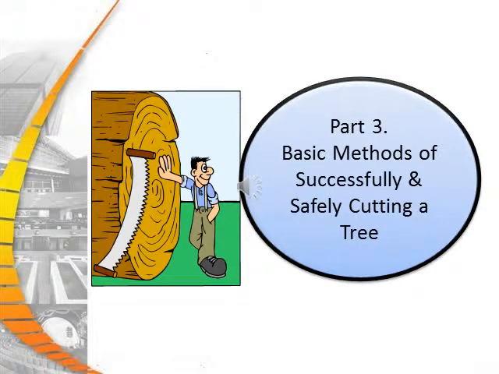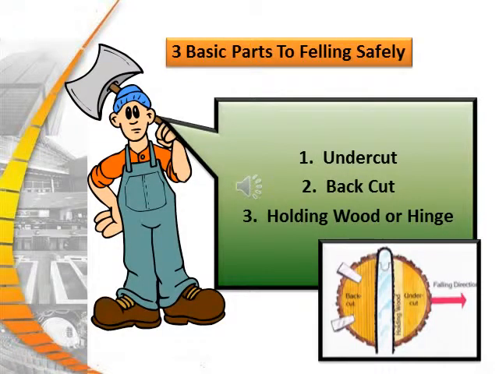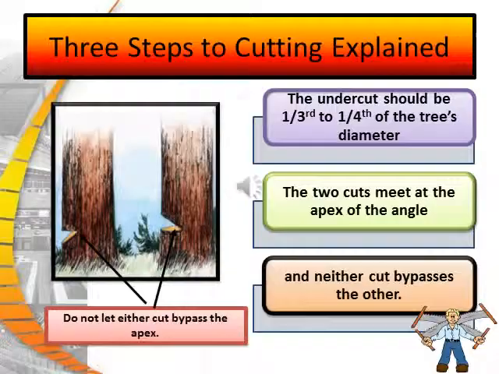Part 3, basic methods of successfully and safely cutting a tree. The three basic parts to tree felling are the undercut, the back cut, and holding wood or hinge. The three steps to cutting: the undercut should be at least 1/3 to 1/4 of the tree's diameter. The two cuts will meet at the apex of the angle, and neither cut will bypass the other. As you can see in the diagram and picture, don't let the cut bypass the apex.